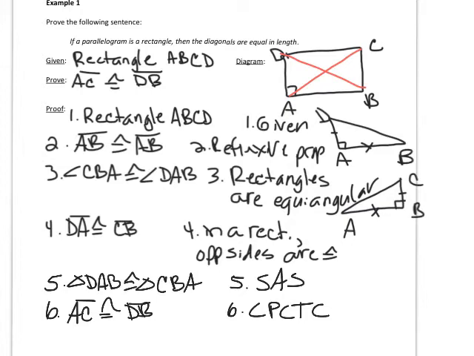So a property of a rectangle is the fact that its diagonals are equal in length. That is not necessarily true of every parallelogram, but it is true of a rectangle because we just proved it.